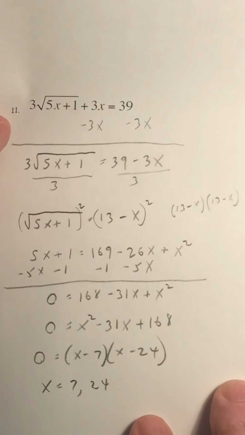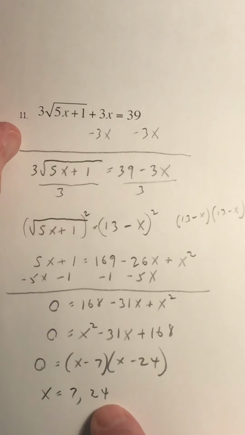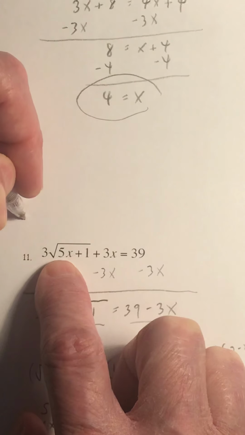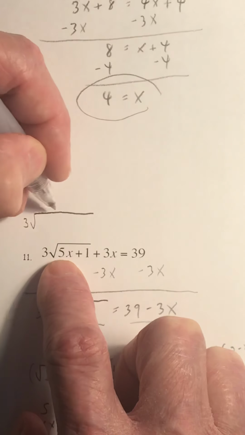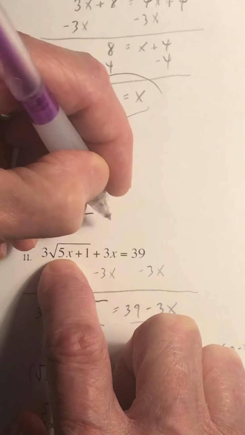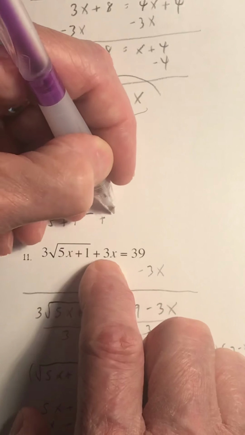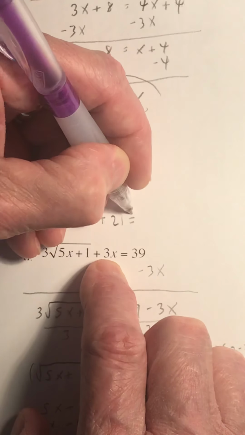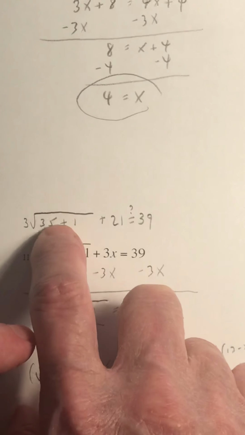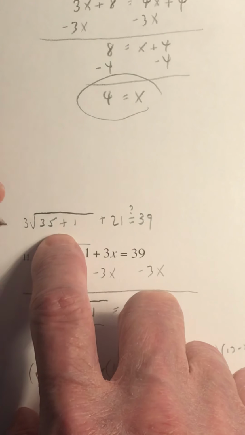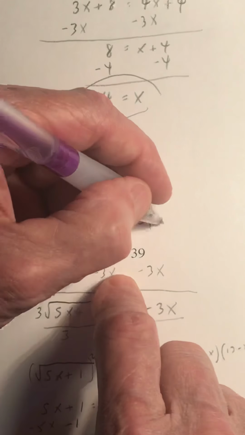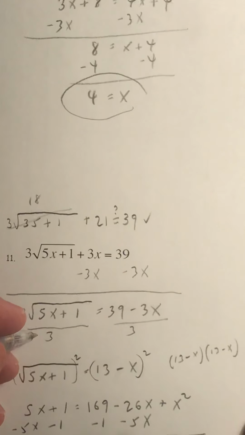If we try the 7, let's go back up. 7 and 24 are our candidates for solution. If we try the 7, it's going to say 3 times the square root of 5 times 7 is 35, plus 3 times 7 would be 21. Is this true? Well, 35 and 1 is 36. Square root of 36 would be 6. 3 times 6 would be 18. So all that smashes down to 18 plus 21, 39. So 7 works.